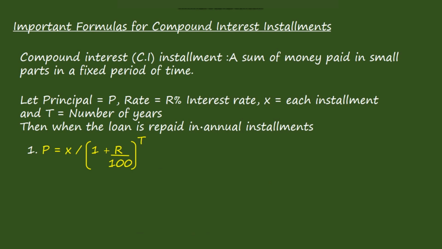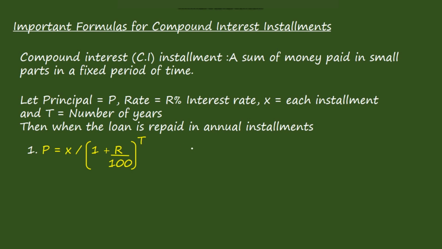Coming to installment, what does installment mean? Installment is nothing but, if a person takes a loan from a bank, he pays the amount part by part. Such type of payment is called an installment. First, I will give you one example.